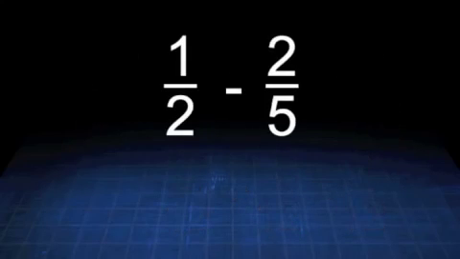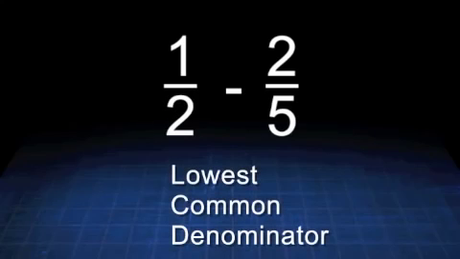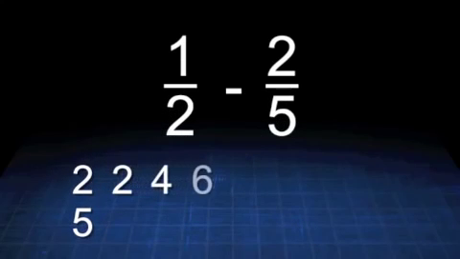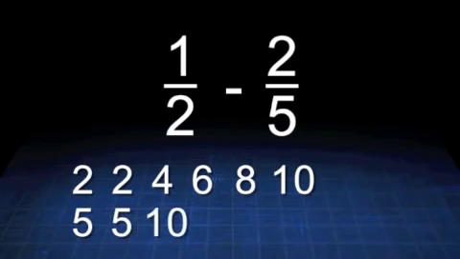Here's another example, but with subtraction. 1/2 minus 2/5. We can't do it because the denominators are not equal. We have to find the lowest common denominator, or the LCD for short. The multiples of 2 are 2, 4, 6, 8, and 10. The multiples of 5 are 5 and 10.